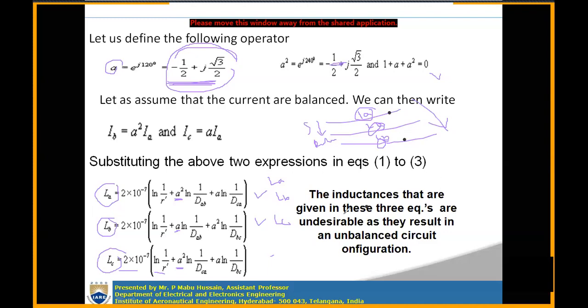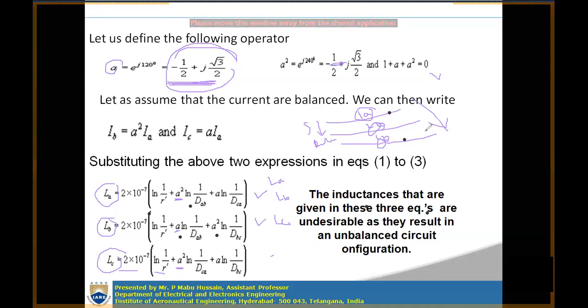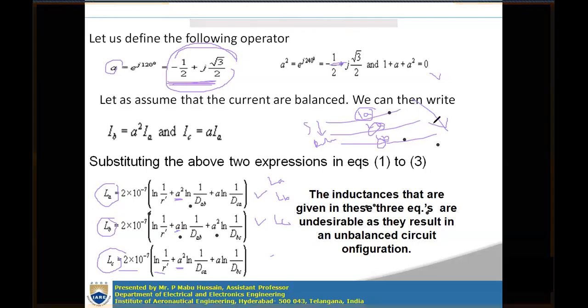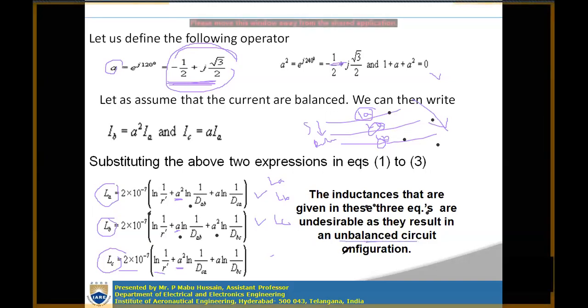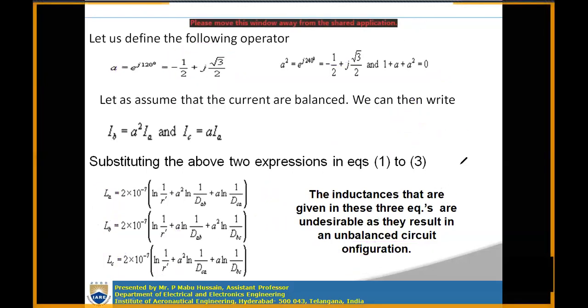So these three inductances cause the voltage drops in the lines to be different. At the receiving end you will not get a balanced voltage, you will get an unbalanced voltage, so the circuit becomes unbalanced at the receiving end. This is the disadvantage. To get balanced system voltages, you do the transposition. What is transposition? We will explain in the next class.